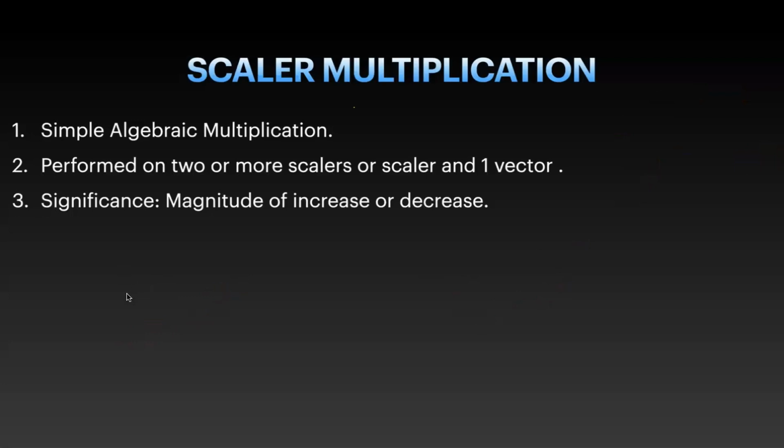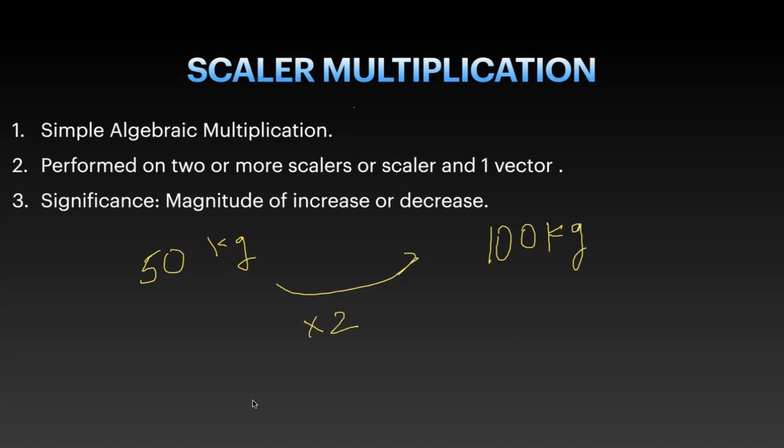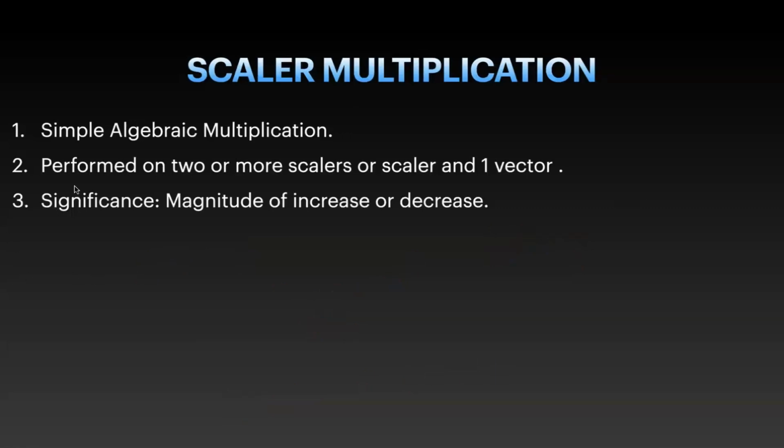Assume initially your weight was 50 kg. Next, after some days, your weight increased to, assume, 100 kg. Now, what actually happened? You multiplied here with 2, a factor of 2. So basically, you did 50 into 2, 100. So basically, your weight increased with a certain magnitude. So that is the significance of scalar multiplication. So this is actually simple.